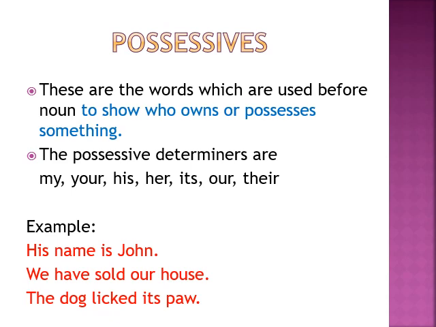His name is John. The word his is telling that this name belongs to John. We have sold our house. So that our tells us that the house belongs to us. The dog licked its paw. So the word its is telling us that that paw belongs to the dog. So possessives are the words which tell us to whom a noun belongs.